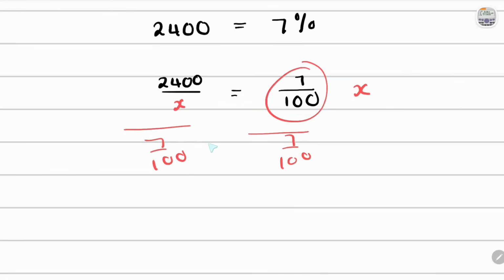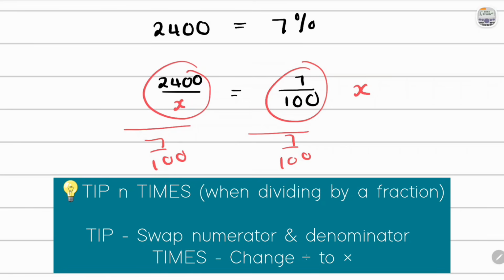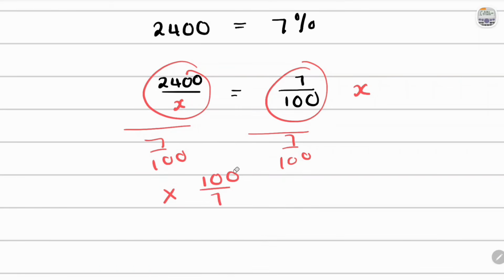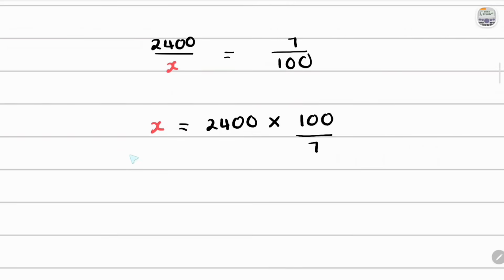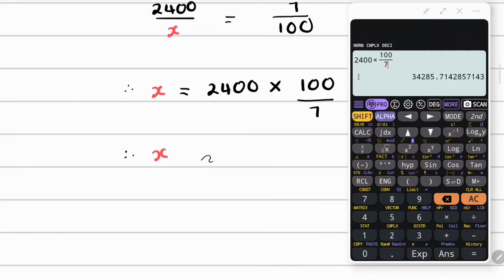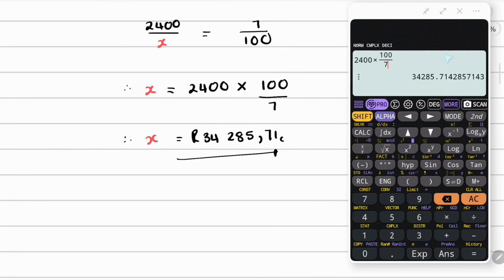And if you're dividing by a fraction, you're going to tip and times, meaning multiply by 100 over 7. You tip this and you times. So our equation would just simply become x is equal to 2,400 multiplied by 100 over 7. And that would give us the total salary of this employee. And this is 34,285.71 cents. And that is the employee's total salary.